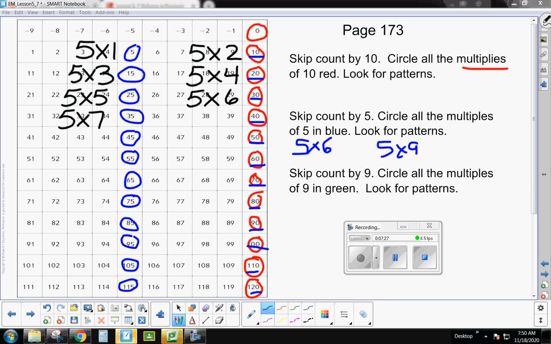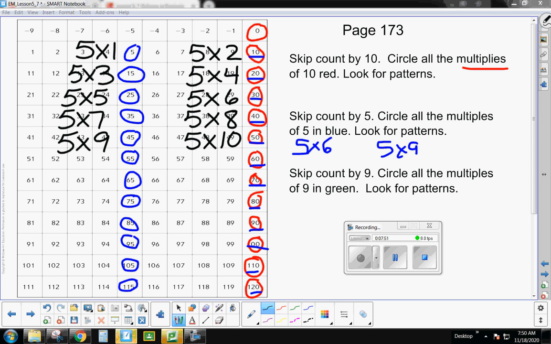5 times 7 equals 35. And 5 times 8 equals 40. 5 times 9 equals 45. 5 times 10 equals 50. Okay, I'm going to stop right there. What do you notice about the products compared to the factors that we are multiplying? Pause the video and take a look at that.